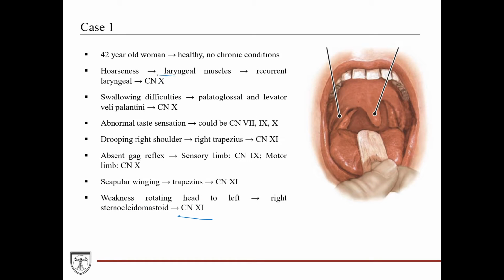So we're seeing some common themes here: cranial nerve 10, potentially 7. Obviously, spinal accessory is making an appearance in a lot of these. Cranial nerve 9. So we're definitely starting to get a picture of what's going on with this patient.